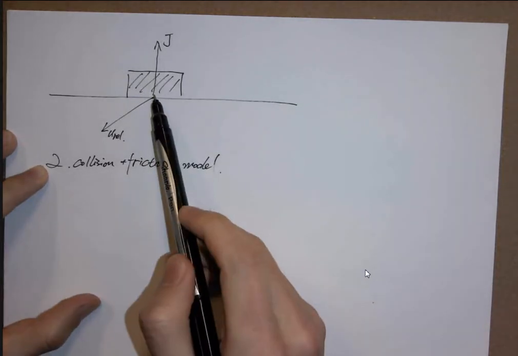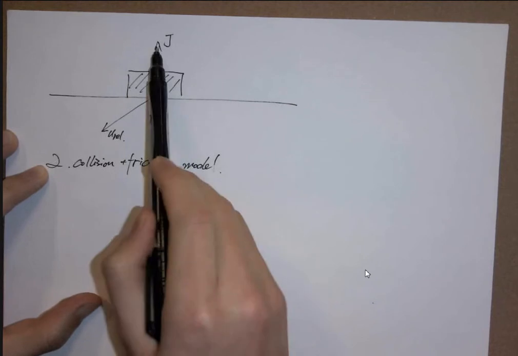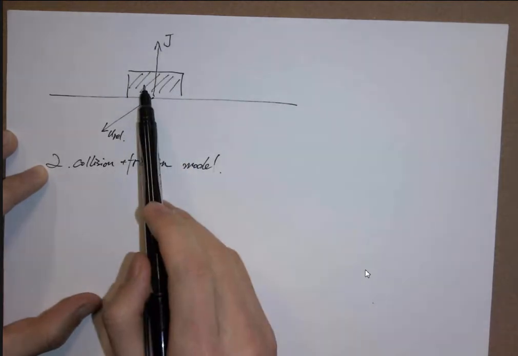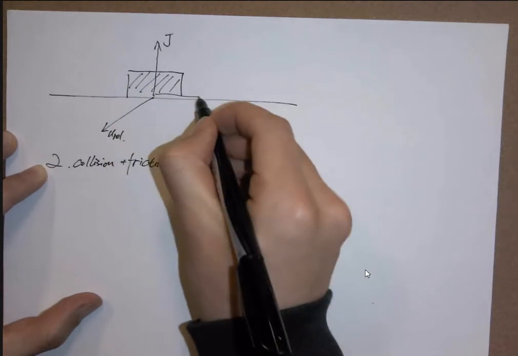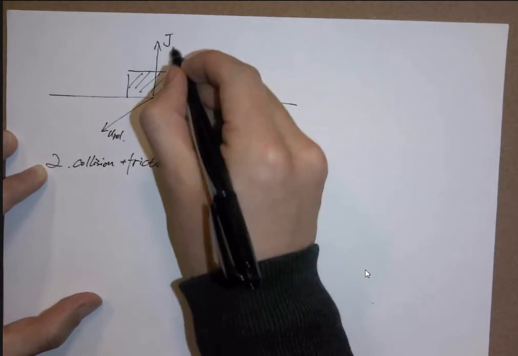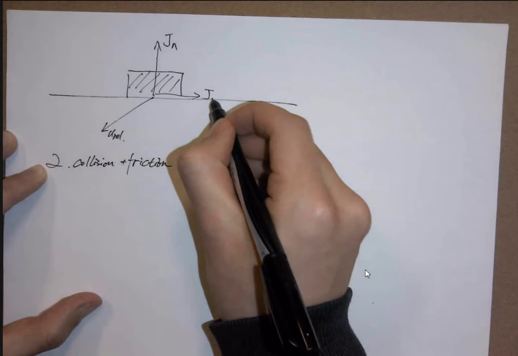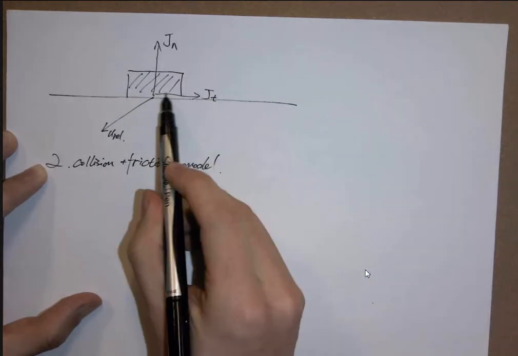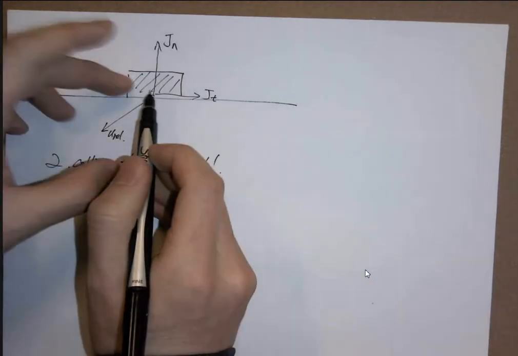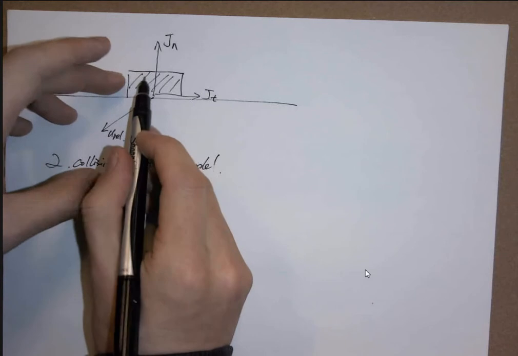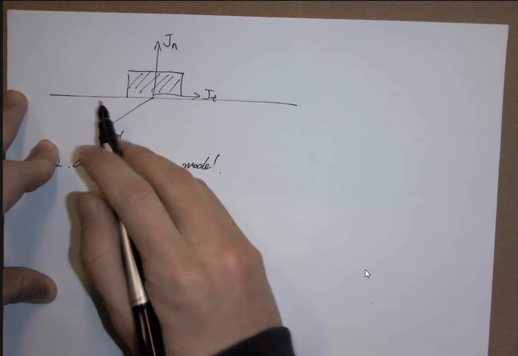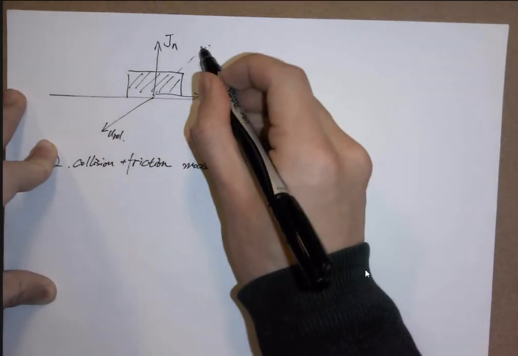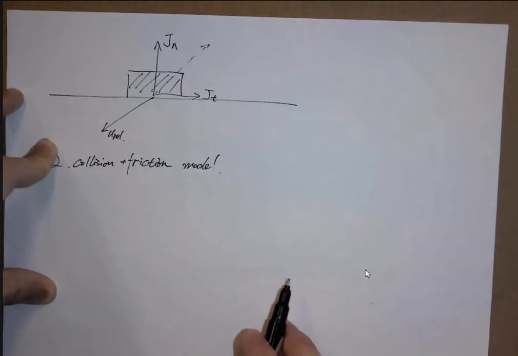There will be one impulse direction pointing upward to prevent this block sinking into the ground, and also there will be another direction, like this direction, impulse J. This is Jn and this is Jt. They have some friction forces applied on this block to slow the tangential motion down. So the overall impulse will be something like this. So how to do that?